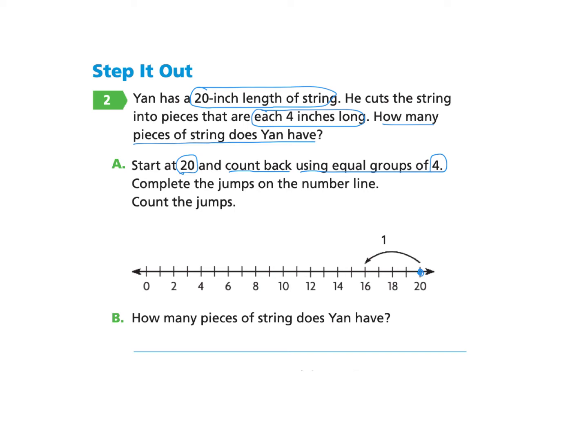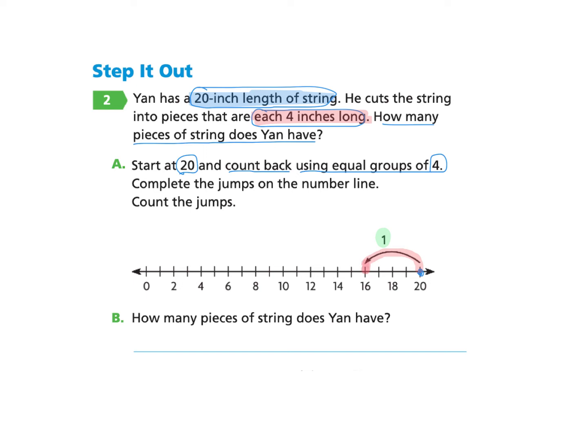They're asking us to start at 20 because there are 20 inches of string, and then we are going to jump backwards 4 because each cut is 4 inches long. So they've done the first one for us. They go all the way to 16 because they go back 4 and they stop there, and that would be the first jump. So if you'd like to pause and complete this number line on your own, you may do so and come back. Otherwise, you can follow along with me.